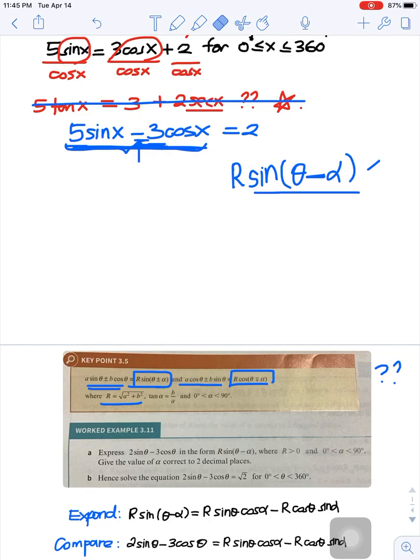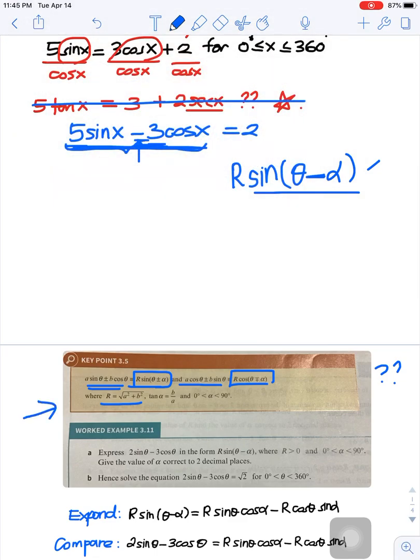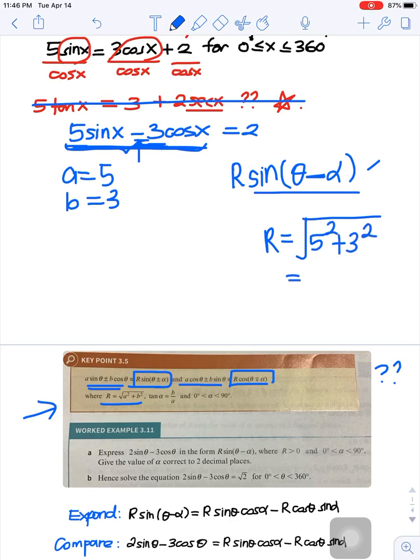Now let's move on, and I'm going to prove to you how they actually got the r value there. Their r value, if you see, is the square root of a squared plus b squared. Let's find first what is our r value. If I look at this, I know my a is 5 and my b is 3. If I apply the rule, I should get 5 squared plus 3 squared, which is 25 plus 9, which is 34. Square root of 34. That is our r value.